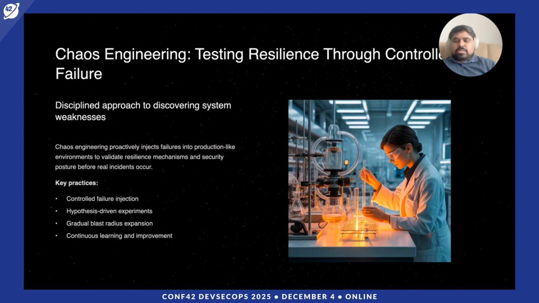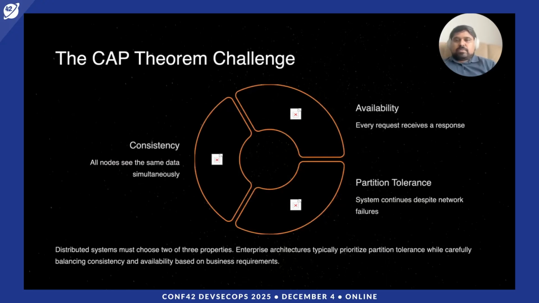Netflix runs chaos engineering constantly. They pioneered this. They intentionally kill services in production using chaos experiments and tools. Because of this, they are ultra resilient, unlike competitors. Now let's discuss the CAP theorem.